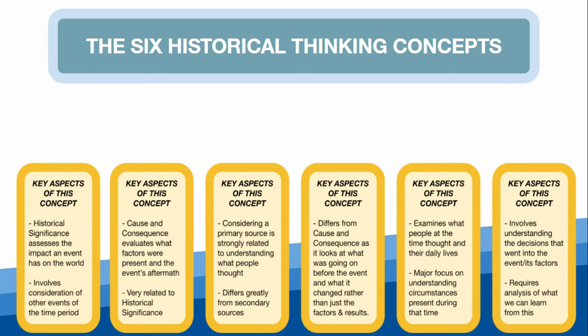The 6 historical thinking concepts are as follows: historical significance, which assesses the impacts the event had; cause and consequence, which looks into what factors were present and what the aftermath was; primary source evidence, which is part of understanding what people at the time thought; continuity and change, which examines what was altered or interrupted by the event; historical perspectives, which involves comprehending an event from the viewpoint of those who lived during its period; and the ethical dimension, which evaluates what we can take away from it.